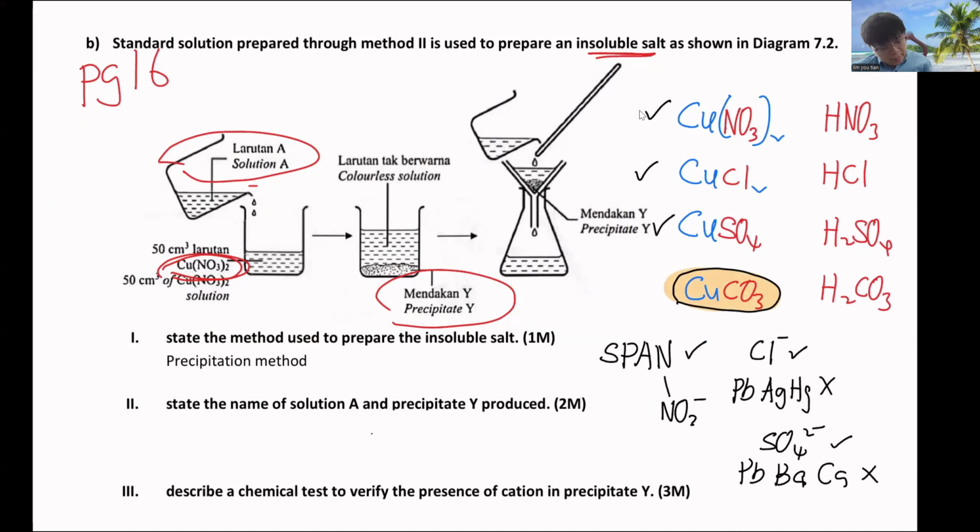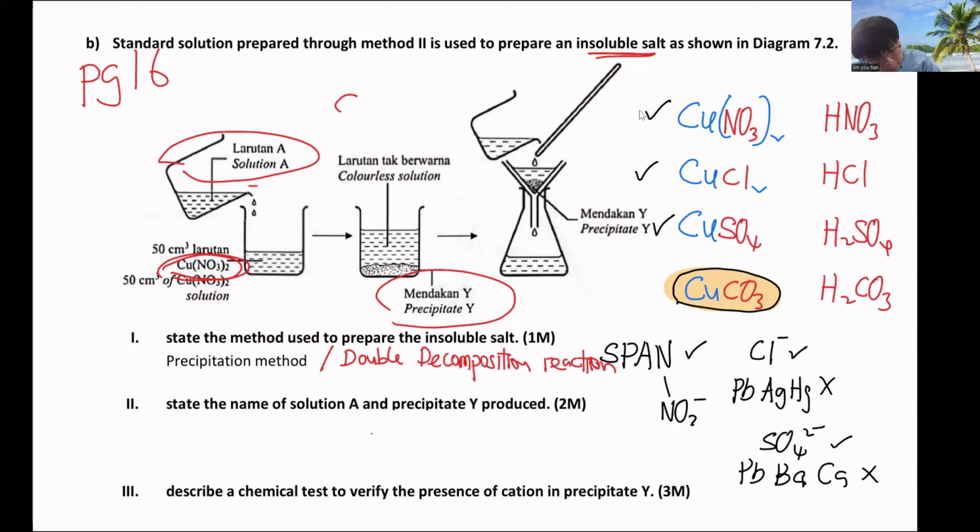So what is the method? How do you prepare this? You can write either one of these answers. You can write precipitation method or you can write double decomposition reaction. It's free marks. To prepare an insoluble salt, the reaction is called the precipitation method to form the precipitate, or you can write double decomposition reaction.